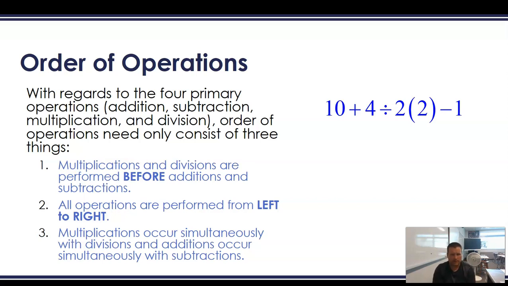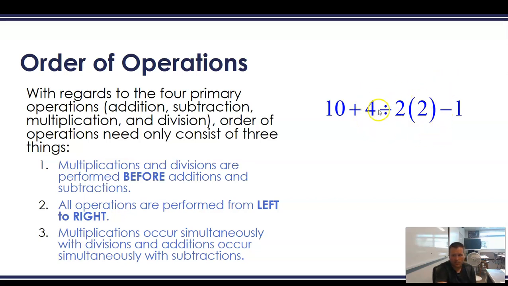So there are 3 things that we need to consistently look at. Remember, multiplication and division are performed before addition and subtraction. And I say multiplication and division together because they come together. It's not another thing with Please Excuse My Dear Aunt Sally. People think you have to multiply before you divide no matter what. Well, that's just not true, guys. You do those together and you work left to right. So if you see number 2, it says all operations are performed left to right. And then multiplication occurs simultaneously with division, and addition occurs simultaneously with subtraction.